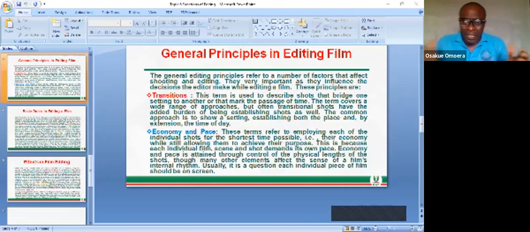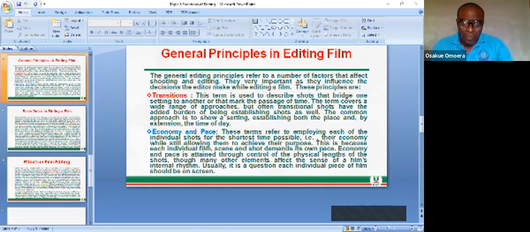In the earlier days of Nollywood, it was a bit talky because they were not able to manage this principle of economy and pace. It is very important that we are conscious that the individual shots are allowed for the shortest time possible in order to get the maximum pictorial effect. I hope you understand that.